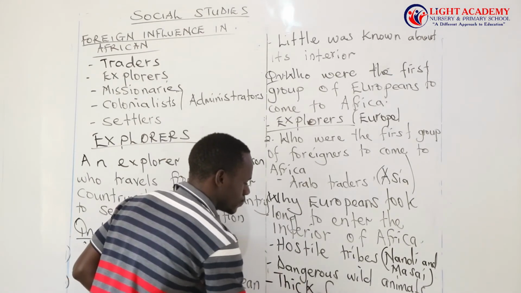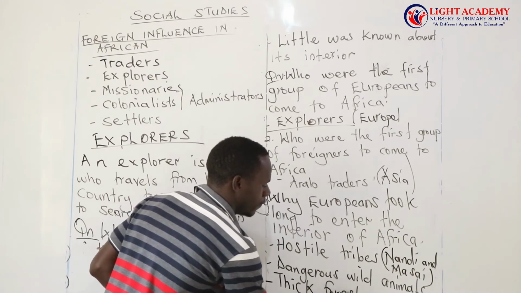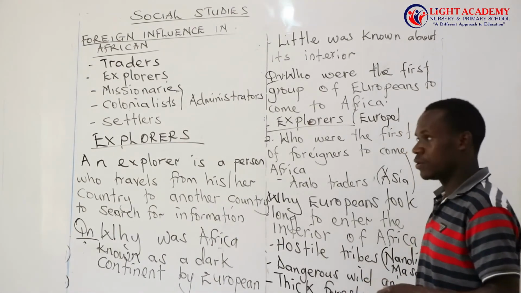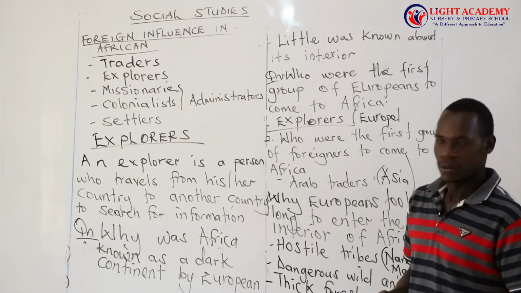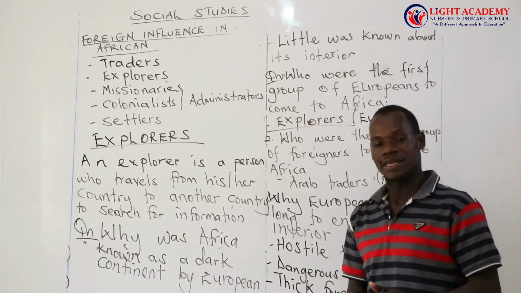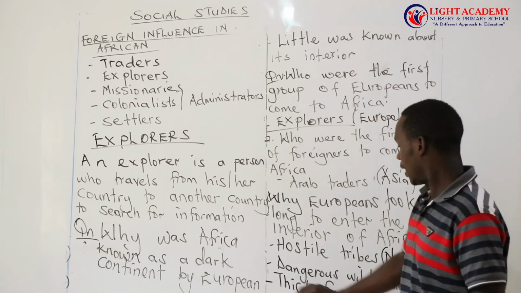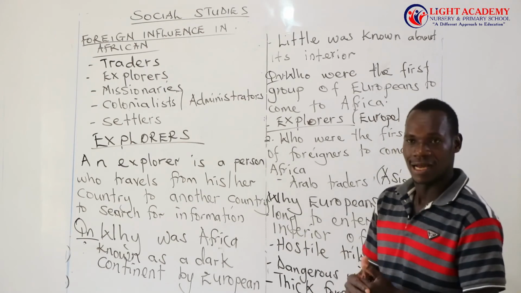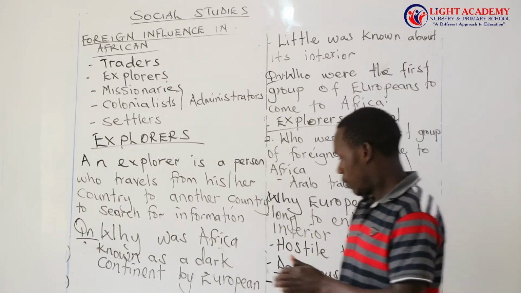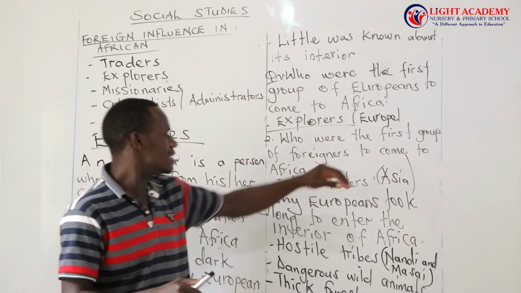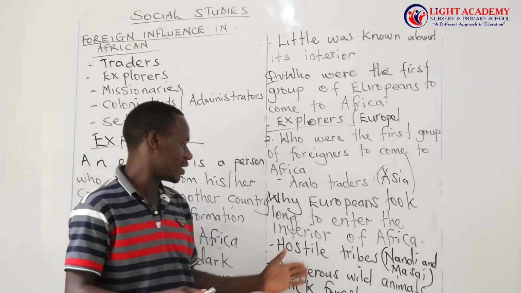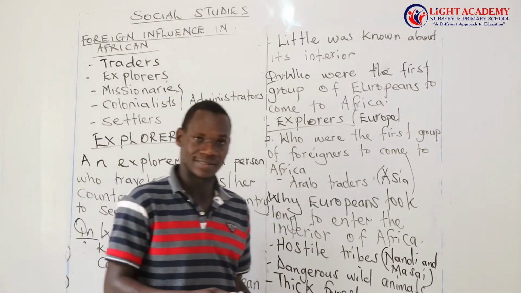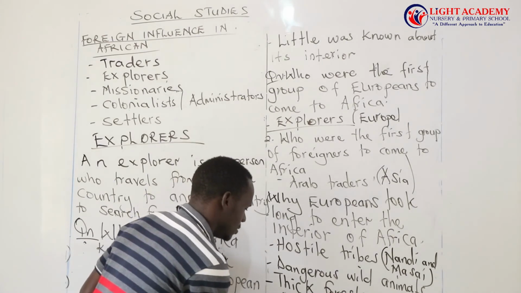Another reason, the thick forests. These thick forests were very difficult to go through. They were impenetrable, hence making the movement of these explorers, all these visitors, very difficult into the interior of Africa. So, among the problems they faced, why they took long to enter the interior of Africa, we have the hostile tribes, the dangerous wild animals, the thick forests, and even the rough terrain.